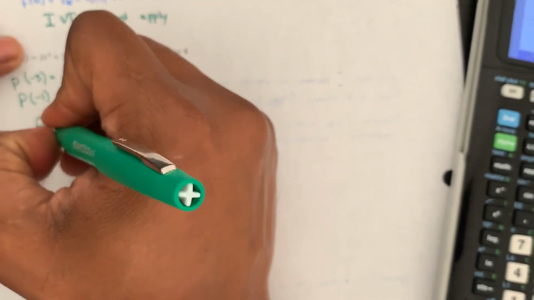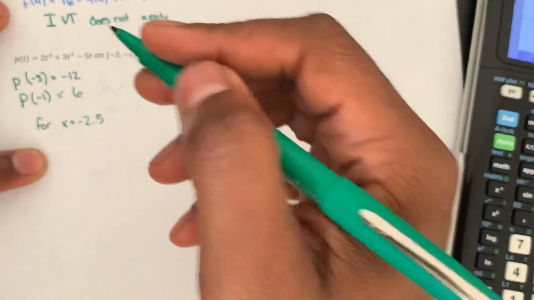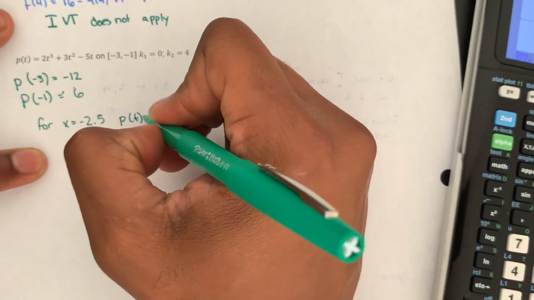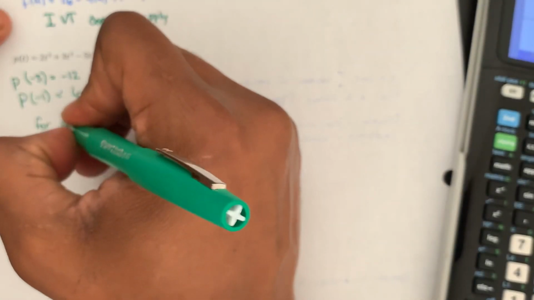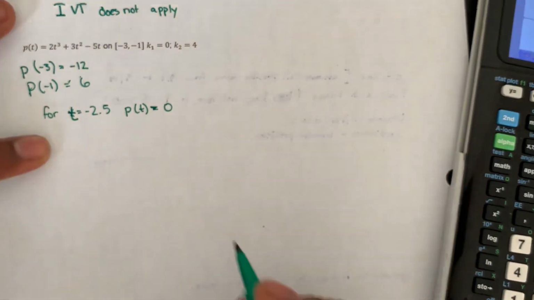So for x equals -2.5, P of t, so for t equals -2.5, P of t is equal to 0. So that's one way to do this.